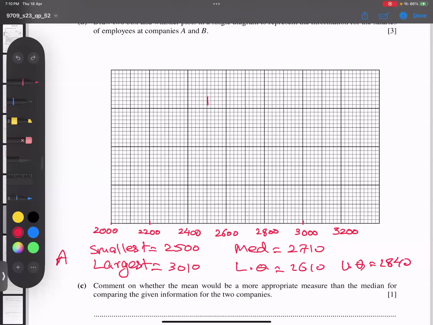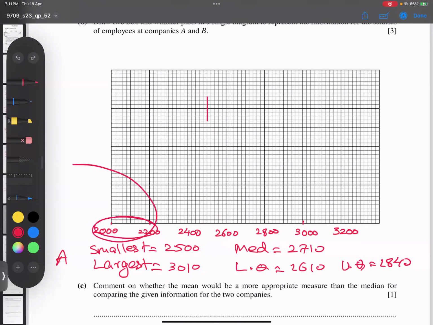Look, I'm going to show you. This is a line between here. Between this is 2500, the smallest number. What is the largest value, student? 3010. This is a little bit tough to get, but I believe, inshallah, it's easy.